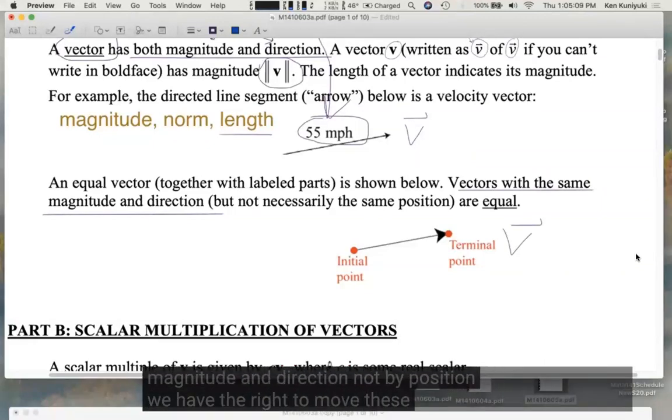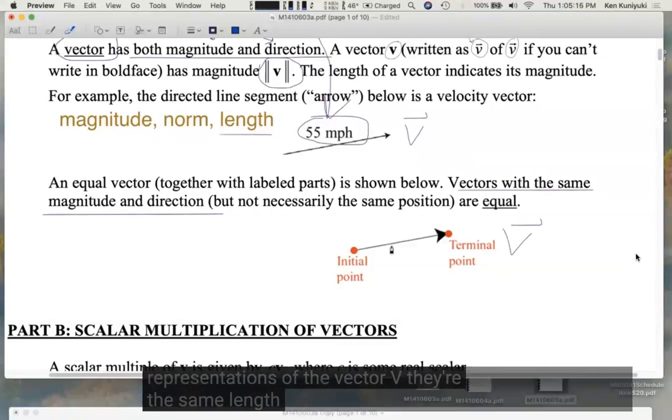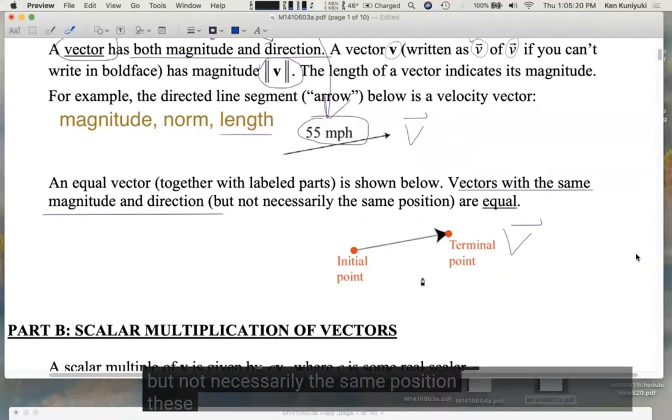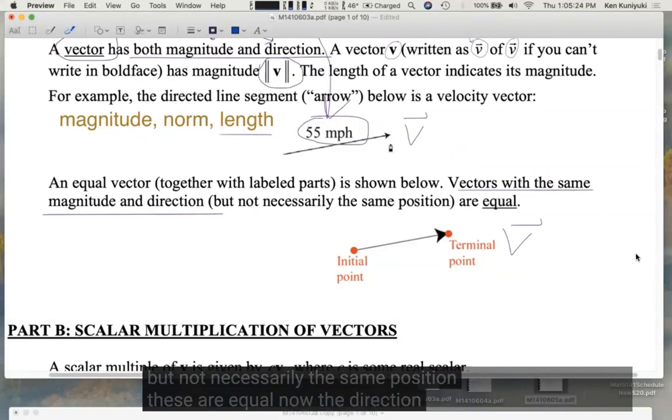We have the right to move these things around. These are two perfectly good representations of the vector V. They have the same length and the same direction, but not necessarily the same position. These are equal. Now, the direction of the arrowhead does matter, okay?